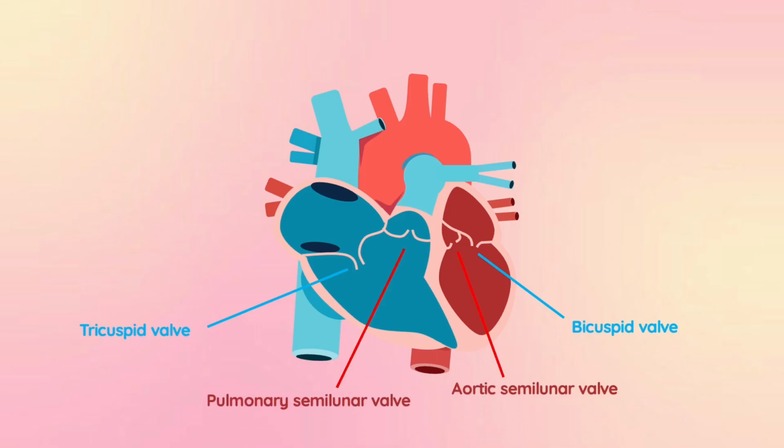The semilunar valves include the pulmonary semilunar valve located between the right ventricle and pulmonary trunk, and the aortic semilunar valve between the left ventricle and the aorta. AV valves open to allow blood to flow between upper and lower chambers, while SL valves open when blood is pumped out of the ventricles.